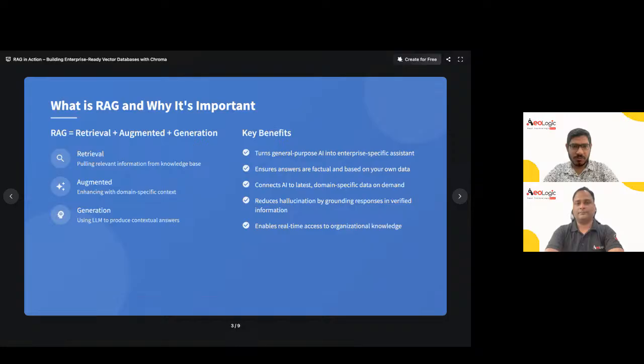Great. So let's move on to the next question, right? Why do we need a vector database like Chroma for RAG? Okay, that's a nice one.